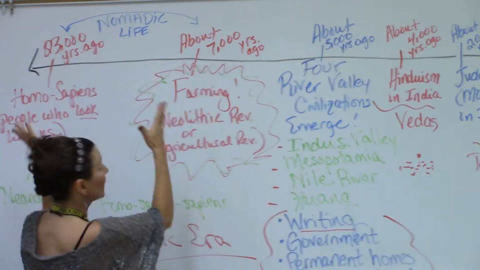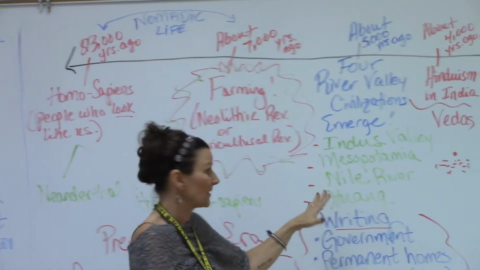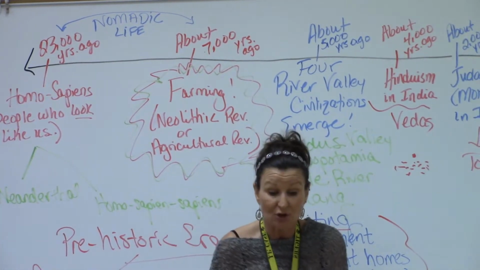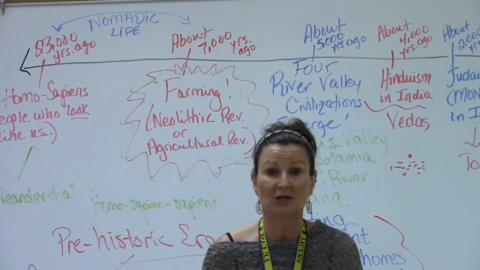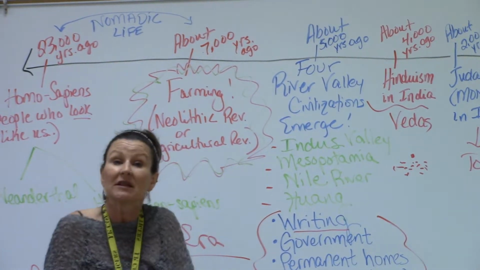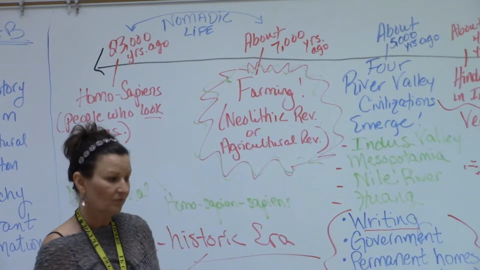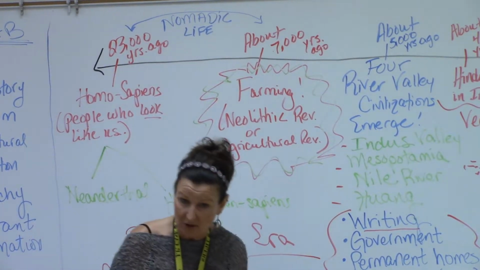Meaning nomadic life, people stopped traveling from place to place looking for fruits, roots, nuts, berries, small game, and started to be able to manipulate nature to their benefit. They now had a reliable food source. With this reliable food source, they are now able to stay in one place.